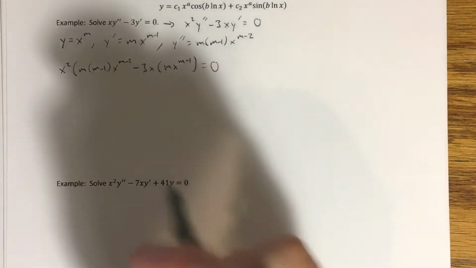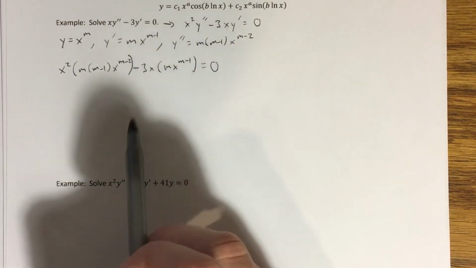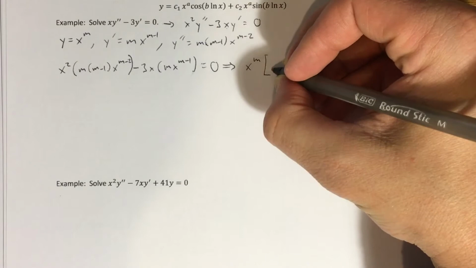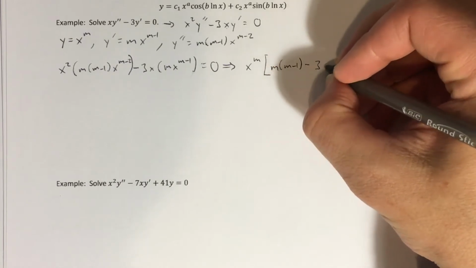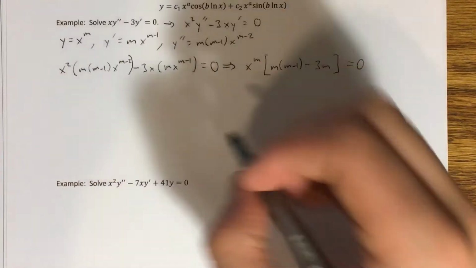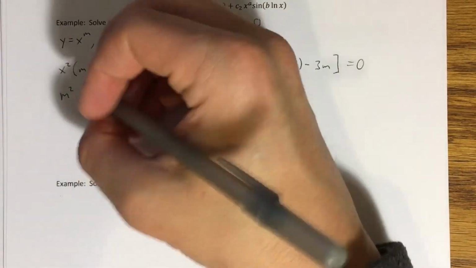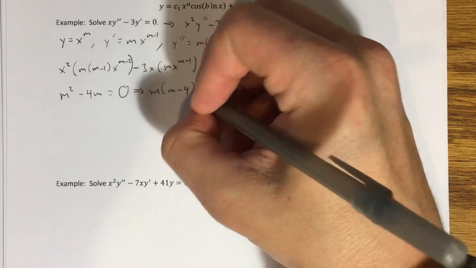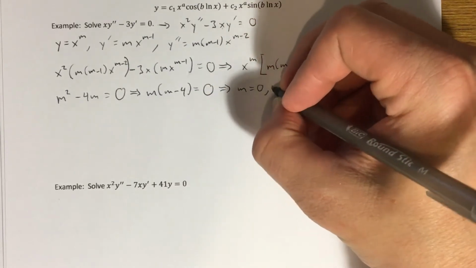Okay? And as we saw before, when I multiply that x squared in and when I multiply that x in, both of these terms will produce an x to the m. So that's going to be factored out, x to the m, and then I'm left with m times m minus 1 minus 3m, and that's equal to 0. Remember, we really just need this part to equal 0. So if I distribute that m in, I'm going to get m squared minus m minus 3m, so that'd be minus 4m equals 0, or m times m minus 4 equals 0. And then this gives me solutions m equals 0 or 4.